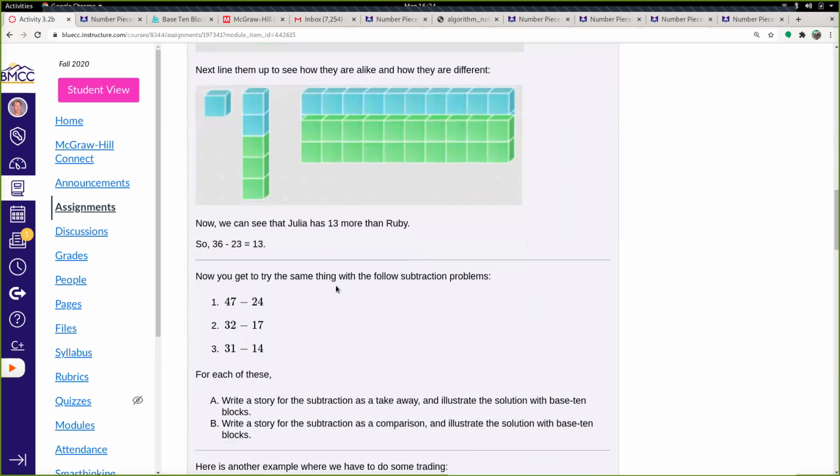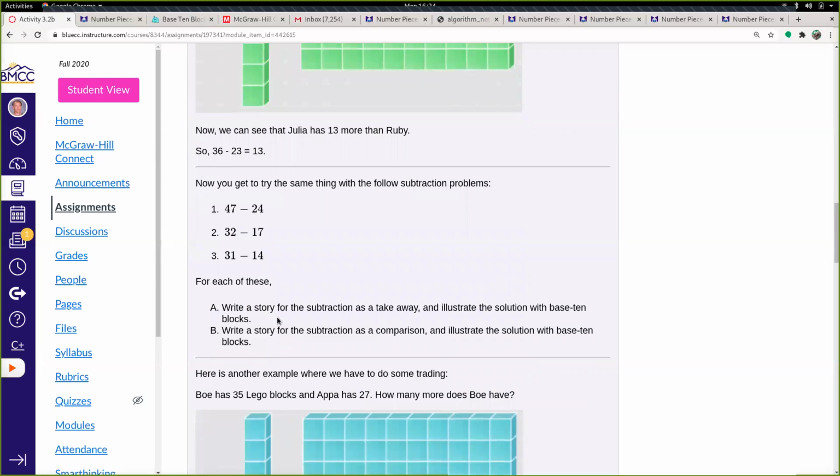And then I have a bunch of problems that I want you to try, like show me what it looks like for 47 minus 24, for 32 minus 17, for 31 minus 14. And I'm adding a slight extra thing. I had talked about this, I didn't write it down earlier, but can you write a story for each of these? Can you think of a situation that would be a takeaway for 47 minus 24? Can you think of another story that would be a comparison of 47 to 24?